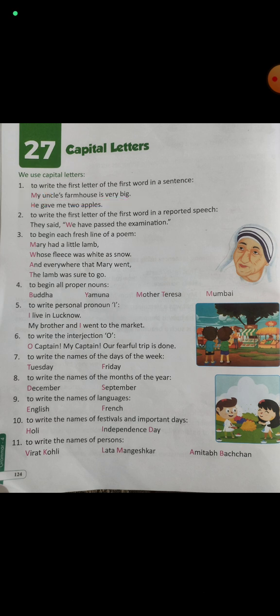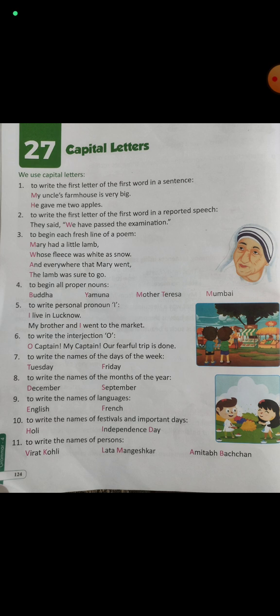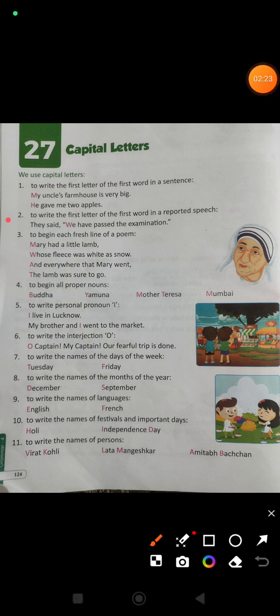And same as, second is: He gave me 2 apples. In this sentence also the first word is He and the first letter of this word is capital. Yeah, so always when you write a sentence, the first letter of the first word should be capital. Then let's move forward to the second rule.